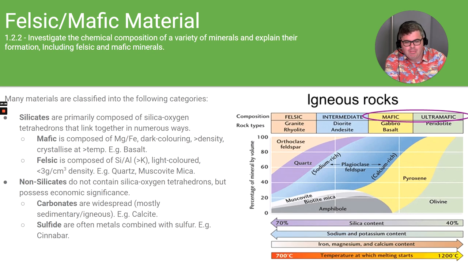So from here, mafic has large amounts of magnesium and iron in it, giving a very dark color. It is a very high density, and it has to crystallize at temperatures that are very, very large. For instance, basalt is formed in very hot temperatures. Felsic are composed of primary silicon and aluminium, and you also have large amounts of potassium in there. It has a very light coloring and has a density on average of less than 3 grams per centimeter cubed. So, for instance, quartz, muscovite, mica, that kind of stuff.